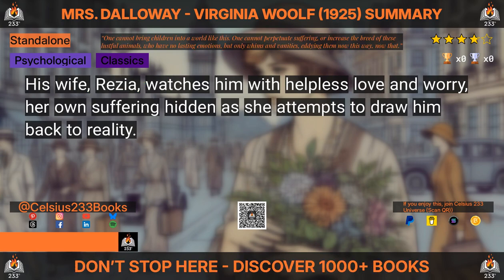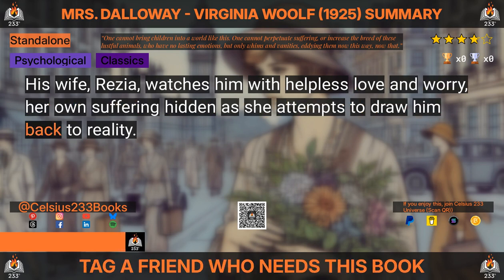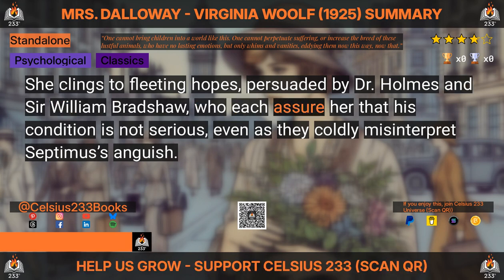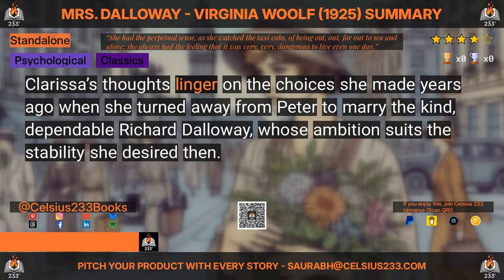His wife, Rezia, watches him with helpless love and worry, her own suffering hidden as she attempts to draw him back to reality. She clings to fleeting hopes, persuaded by Dr. Holmes and Sir William Bradshaw, who each assure her that his condition is not serious, even as they coldly misinterpret Septimus's anguish.